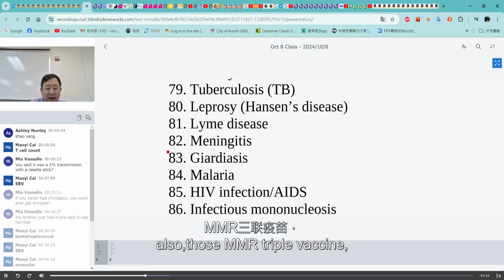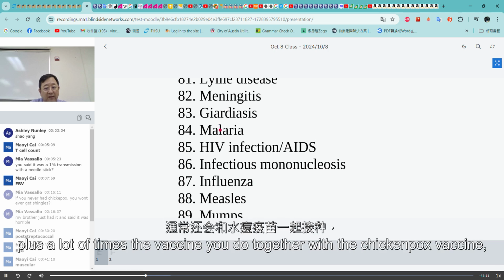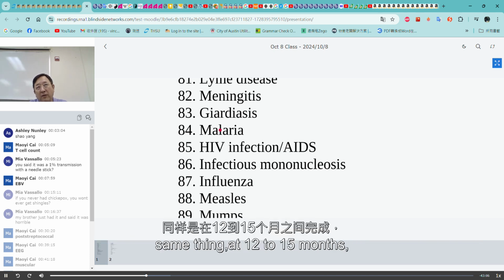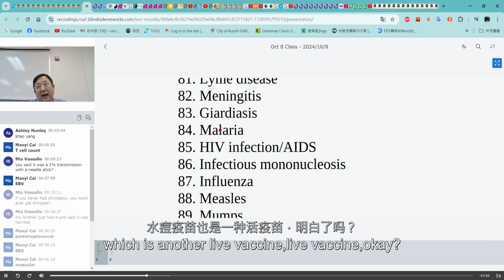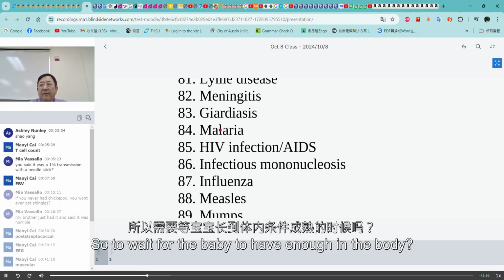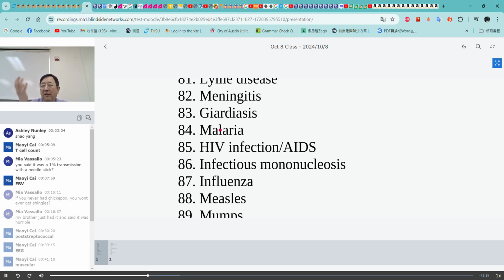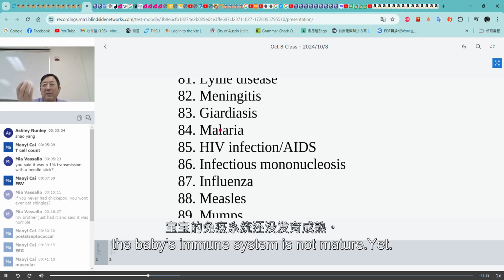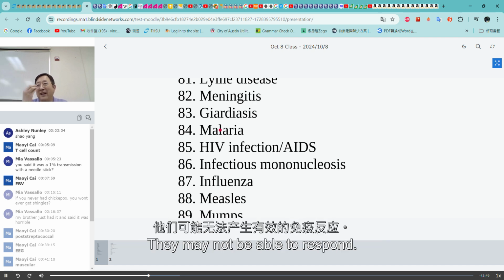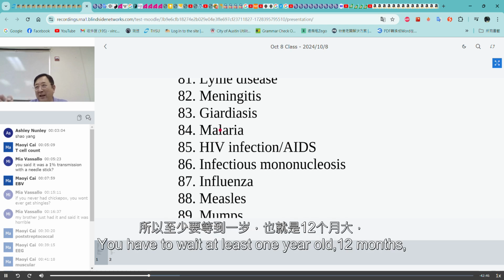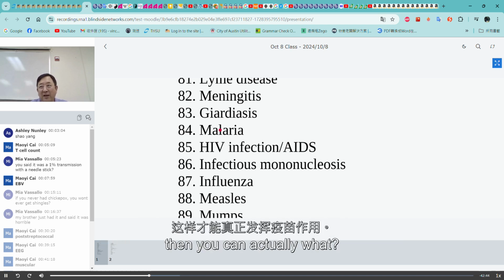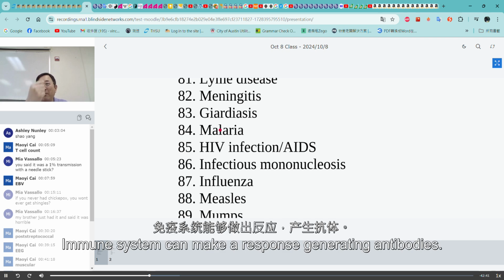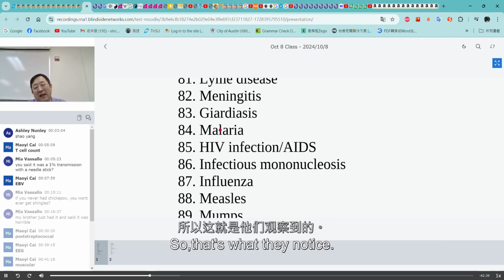Also, a lot of times the MMR triple vaccine is given together with the chickenpox vaccine, at the same 12 to 15 months, which is another live vaccine. We wait for the baby to have enough immune response. If given too early, the baby's immune system is not mature yet and may not be able to respond. You have to wait at least 1 year old, 12 months, then the immune system can make a response, generating antibodies.